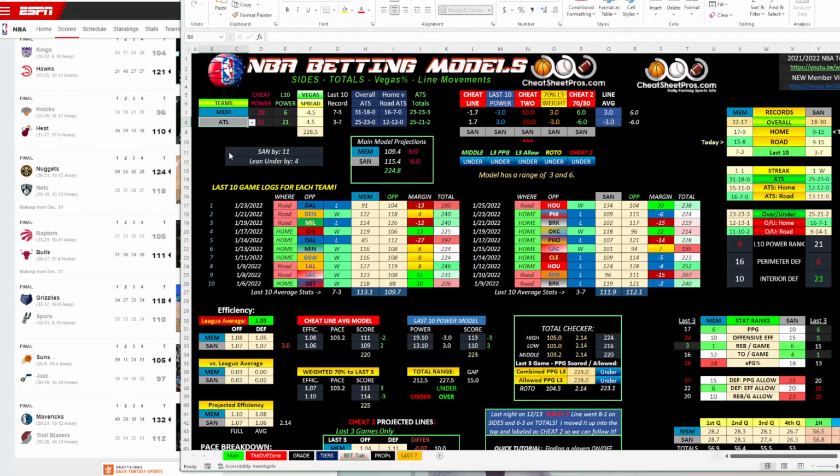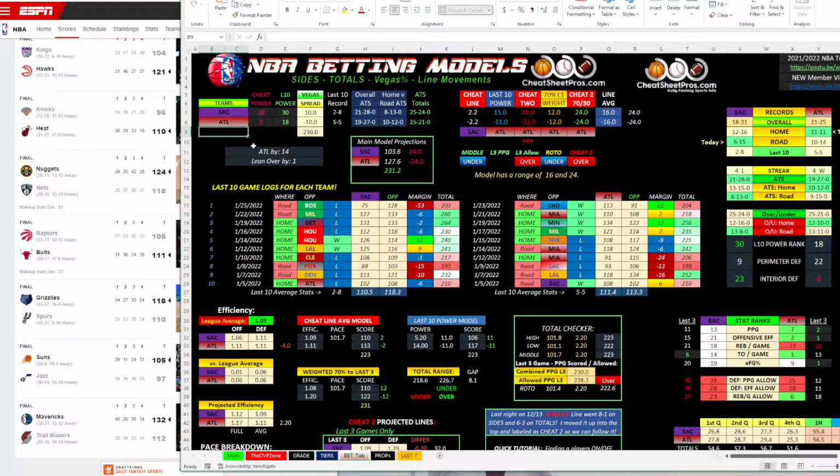So one of the other ones is Atlanta. Sacramento is going to Atlanta. The 2 things that jump out, we have our cheat sheet power rankings. It's a custom formula I came up with to determine a team's power ranking over recent games. So we got 28th versus number 2. That jumps out at me. The last 10 power rankings, we got 30th versus 18. So Atlanta is significantly better, but they are laying a spread of 10.